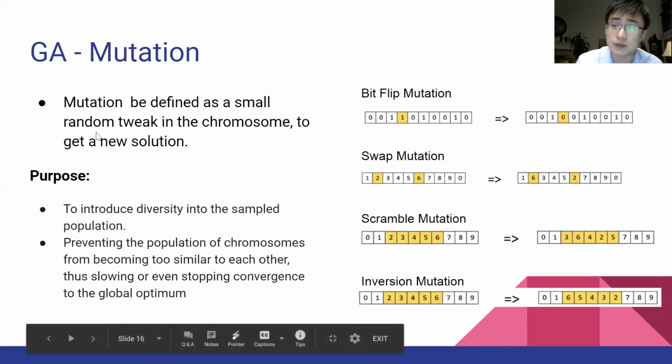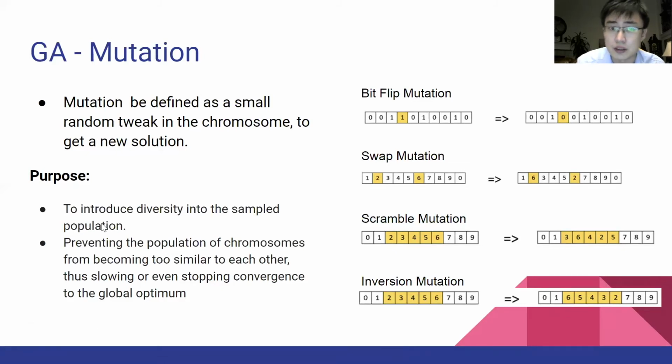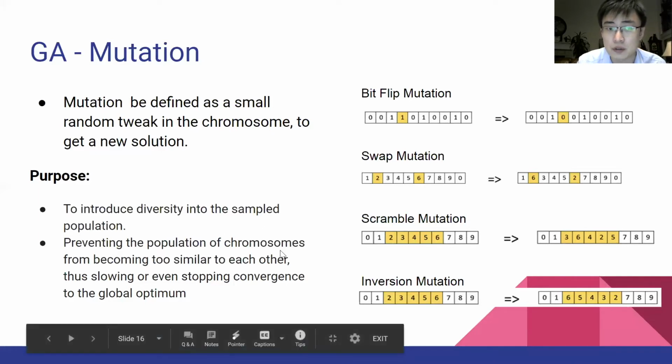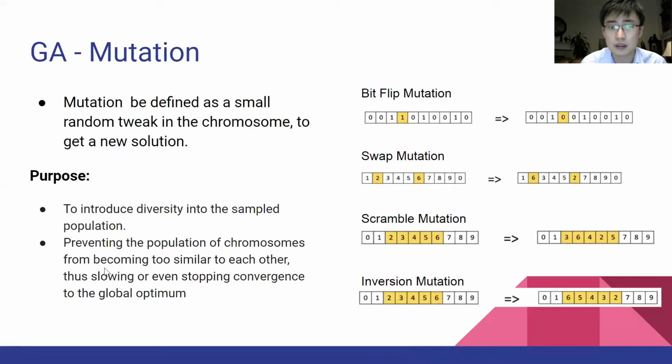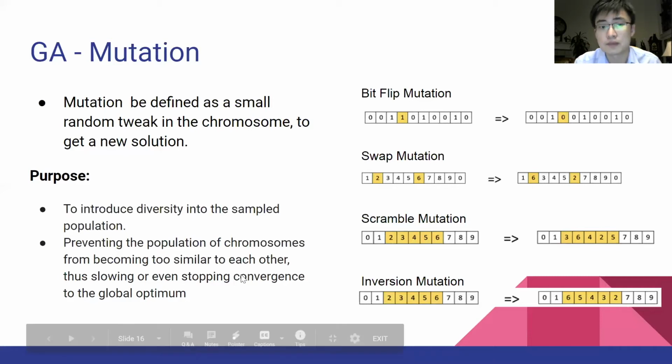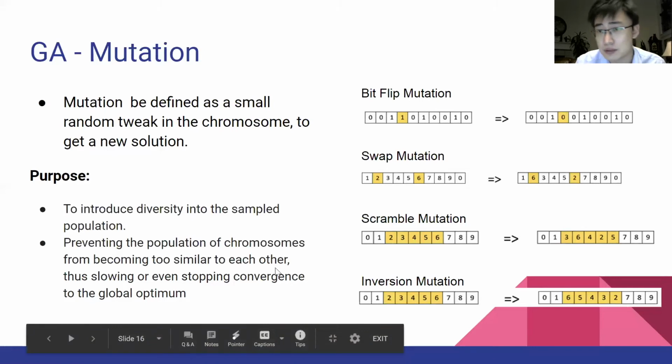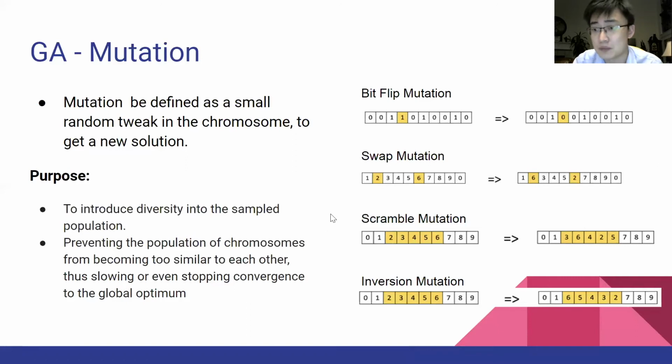The purpose of mutation is to introduce diversity into the sampled population and prevent the chromosomes from becoming too similar to each other, which would cause premature convergence. It's not good for the final optimum solution.